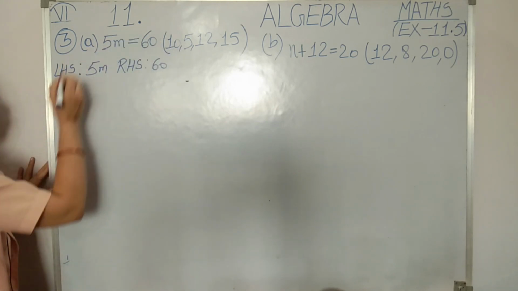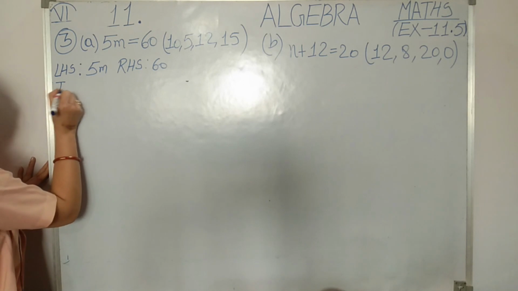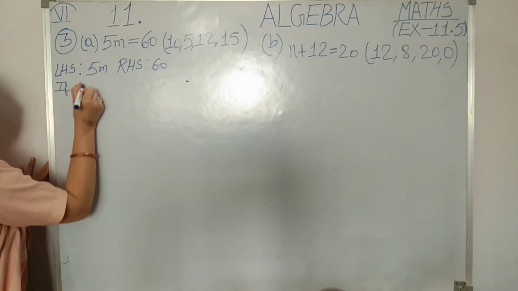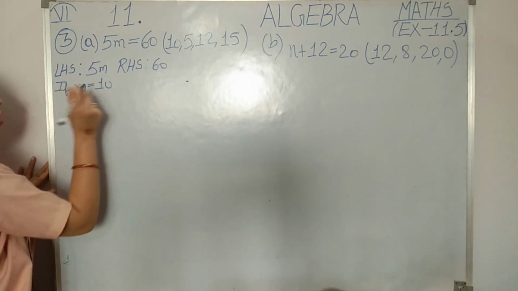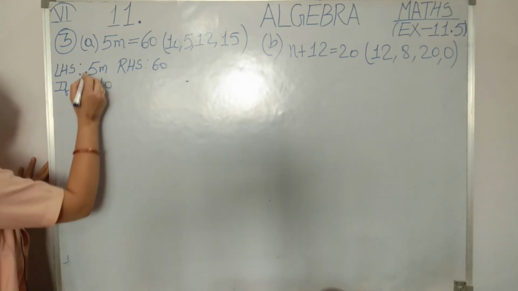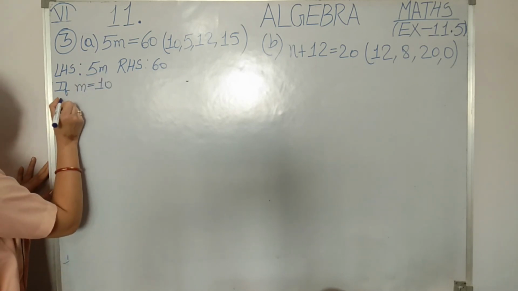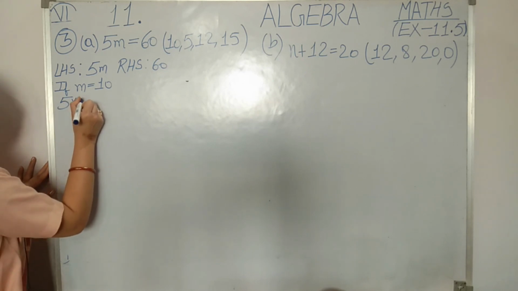Okay, let us see. So the first value given is 10. So I will write here, if m is equals to 10, means if the value of m is 10, then in place of 5m I am going to write 5 into 10, isn't it?